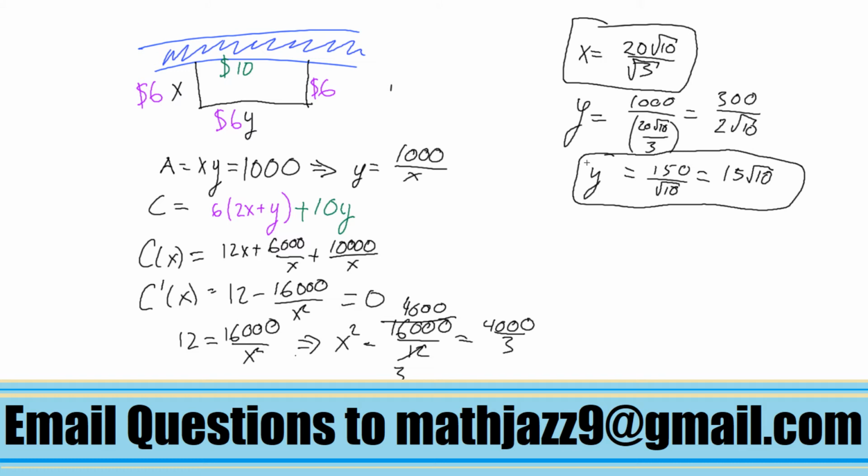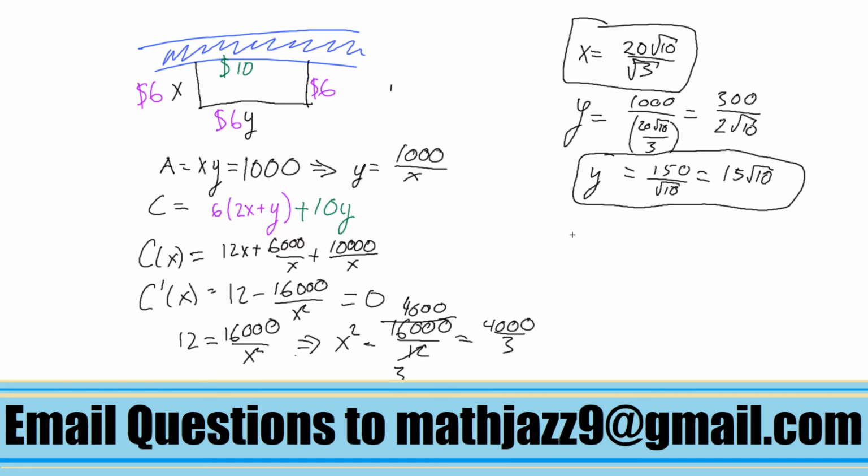Those are our dimensions. Now you're wondering, how do we know this is the minimum? Well, we haven't actually checked that. We know it's the critical point, but we don't know if it's a minimum or a maximum or neither. But we can check using, say, the second derivative test or the first derivative test. Whichever one you pick, it'll work just fine.